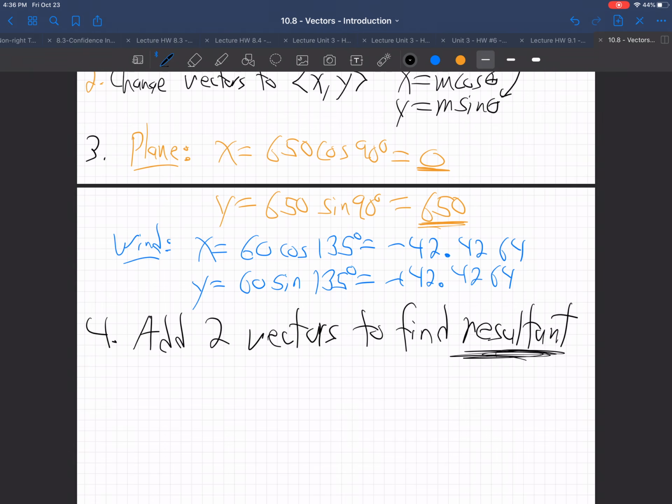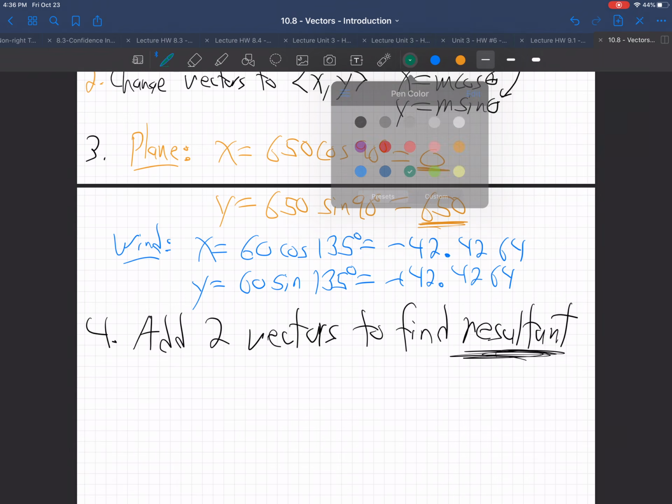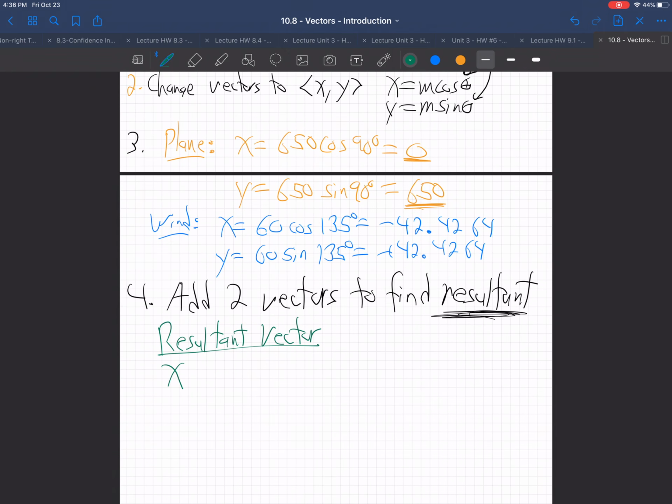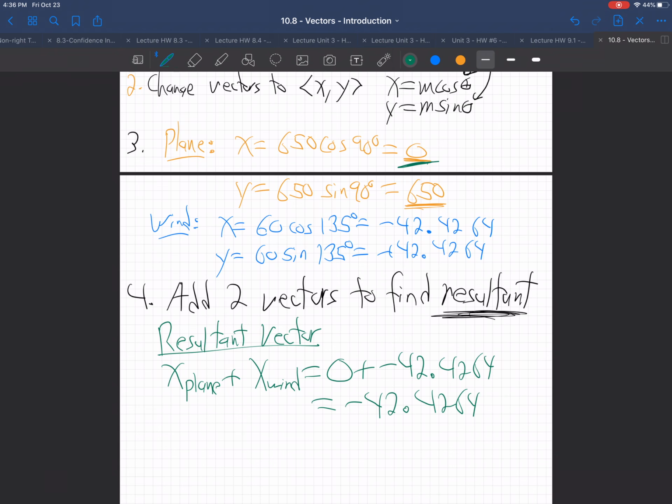So let's do it. How do we find that resultant vector? So we add the x with the x, so the resultant vector, the result of the wind and the plane together is going to be the x plus the x. So it's x from the plane plus x from the wind, which is 0 from the plane, plus negative 42.4264. So that's just negative 42.4264.